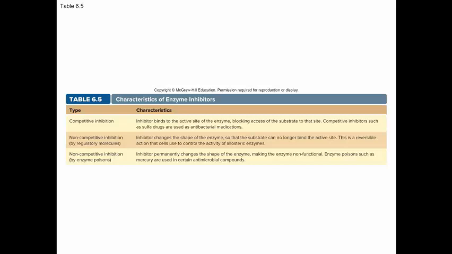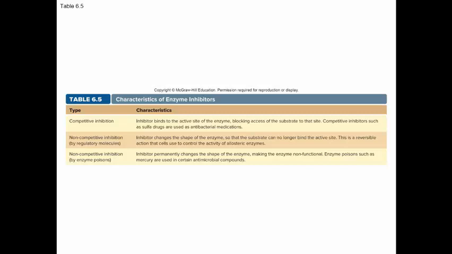Now, a non-competitive inhibitor that is a regulatory molecule controls the enzyme activity. This is basically a temporary process. In other words, it works until the regulatory molecules drop in their concentration and then the enzyme is active again. With an enzyme poison, the compound permanently changes the enzyme, rendering the enzyme permanently non-functional.